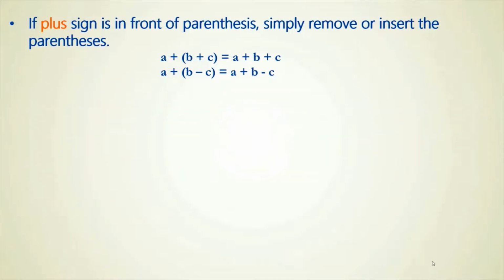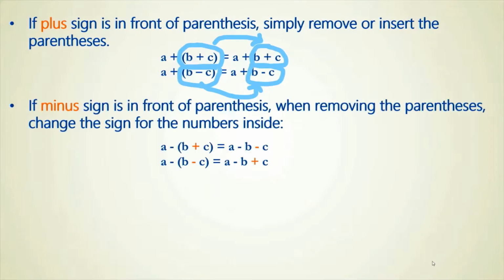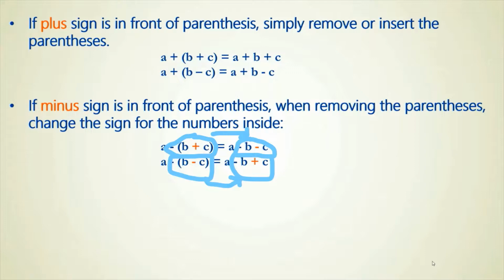We touched upon grouping using parentheses. Let's look at some general rules of inserting and removing them, especially when there is subtraction involved. Now, if a plus sign is in front of a parentheses, to drop them, we simply just remove the parentheses. And in an expression when there is a minus sign in front of the parentheses, to remove them, we change the sign for the numbers inside.